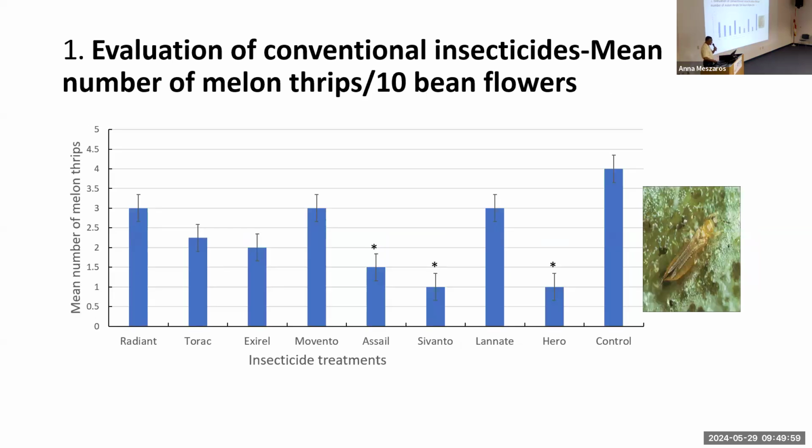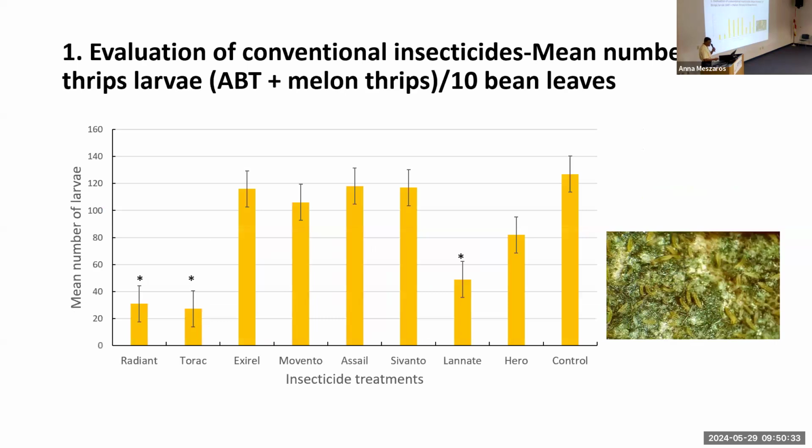This shows melon thrips control. These are all adults, based on the adults. In case of melon thrips, the result is a little bit different. Here you can see that 2 bars, one is Asail and Shibanto. Asail and Shibanto provided significant control along with the Hero. These 3 insecticides were effective in this study. We did not get a whole lot of good result by using Torac, Radiant, in case of melon thrips.